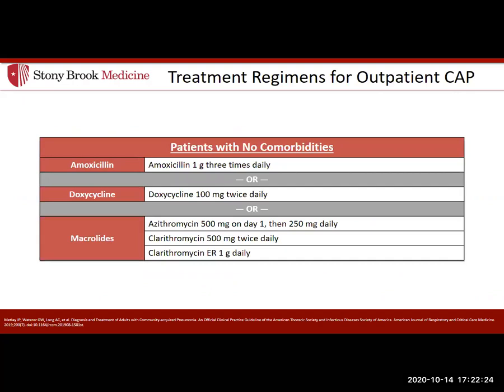So here I have the guideline recommended treatment regimens for treating CAP patients with no comorbidities in the outpatient setting. In this setting, we can treat CAP using monotherapy with either amoxicillin, doxycycline, or macrolides at their respective doses. The new guidelines recommend the high-dose amoxicillin as the first-line agent for CAP.